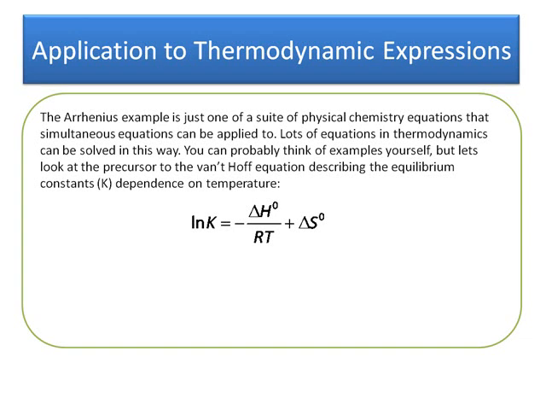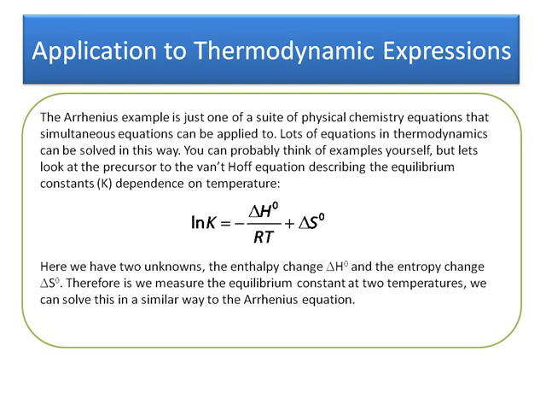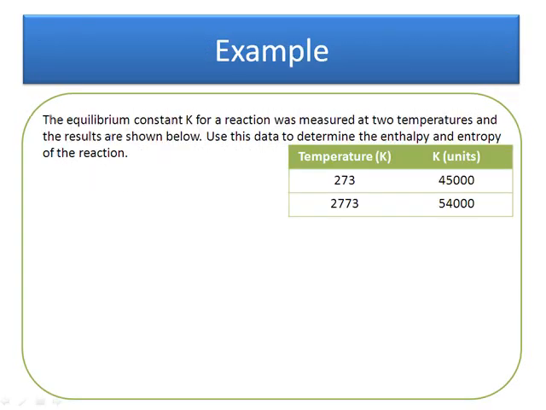Okay, so here we have two unknowns. We have the delta H value and we have the delta S value, the enthalpy change and the entropy change. So if we measure the equilibrium constant at two temperatures, we can solve the simultaneous equations that we generate for delta H and delta S in almost the same way as we did for the Arrhenius example. So let's look at an example.